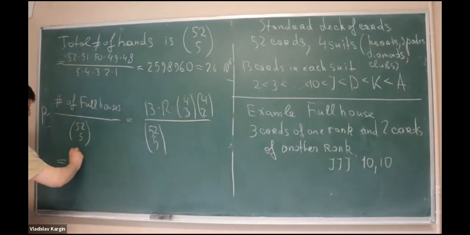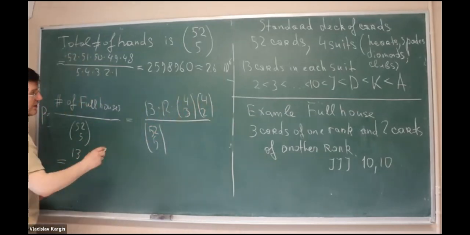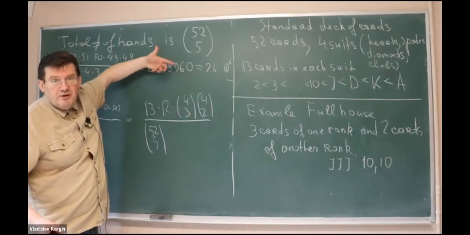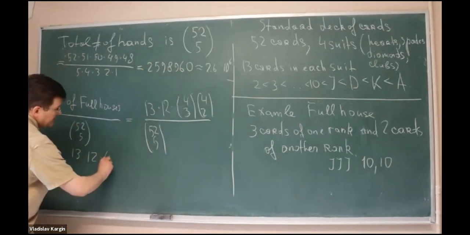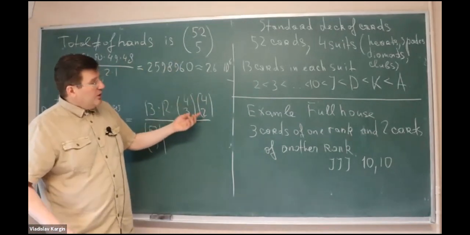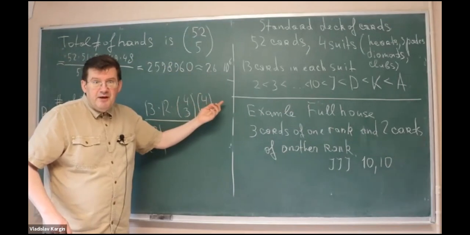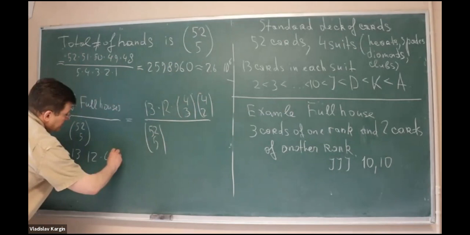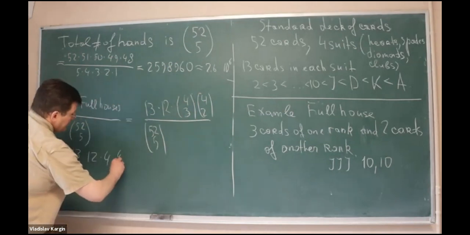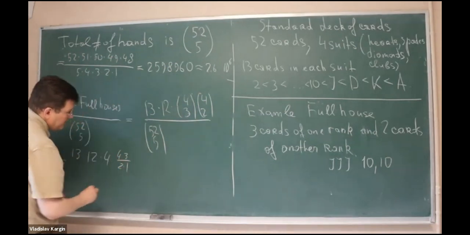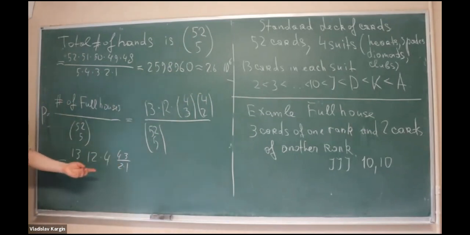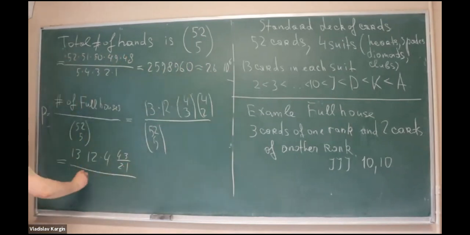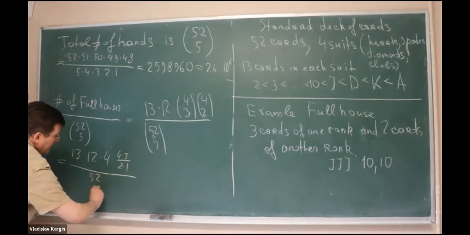So it will be 13 multiplied by 12. Then 3 out of 4, by symmetry, is the same as 1 out of 4, so it's 4. Multiplied by 4, and 2 out of 4 is 4 times 3 divided by 2 times 1, which is 6. Then after that, you divide by this number here, 52 choose 5.